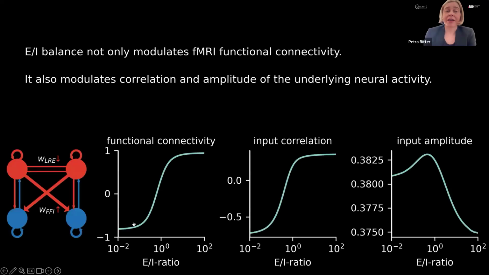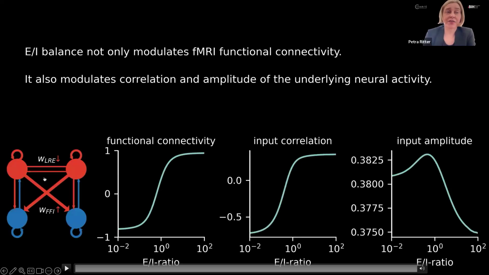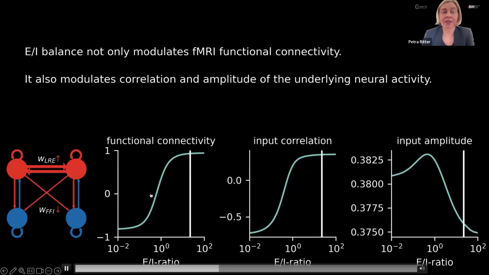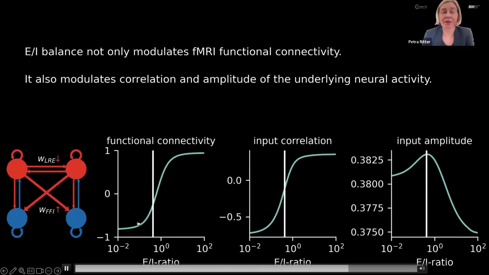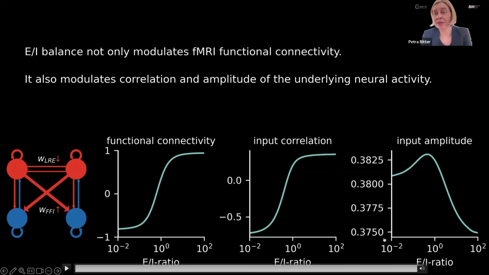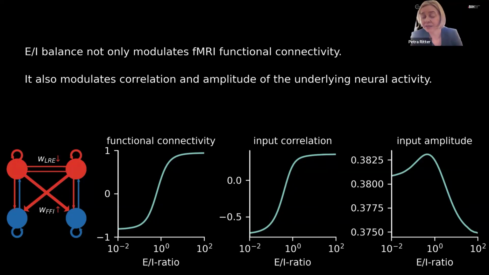So in other words, when we change systematically the long-range excitation versus feed-forward inhibition ratio, then we can modulate the functional connectivity. So here we have again the excitation inhibition ratio. See how this changes systematically the functional connectivity, but not only that, it also changes systematically the input correlation that drives the node in the model, and it also systematically modulates the input strength or amplitude that puts currents in the model node.